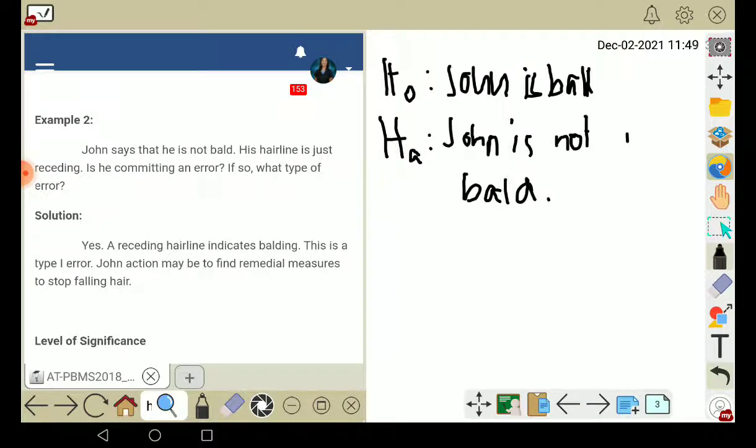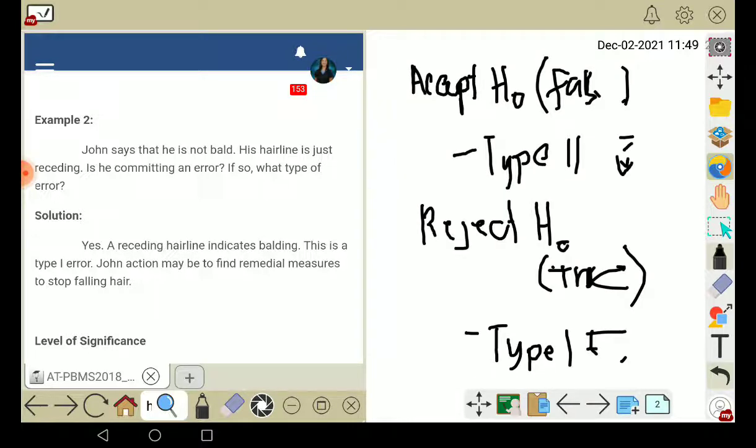As you can see, we have already proven that John is bald because his hairline is already receding. A receding hairline indicates that you are going bald or you are bald already. So John is rejecting the truth that he is bald, and he is rejecting the null hypothesis that he is bald. That only means he is rejecting the null hypothesis, which is actually true, and he is committing a type 1 error.